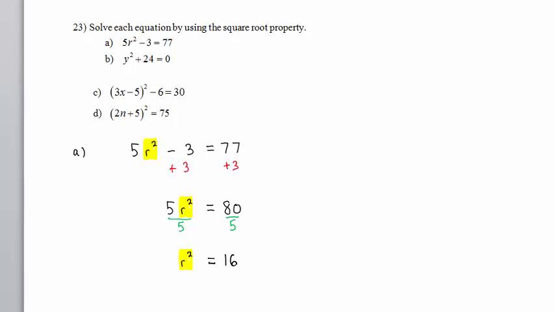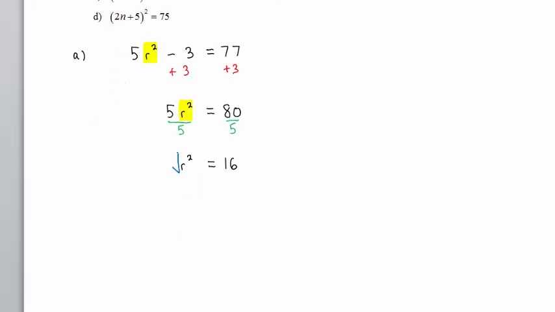The squared quantity is isolated, and we now apply the square root to both sides. When we do so, we must incorporate a plus or minus. We have r equals plus or minus 4. In other words, there are two solutions, r equals negative 4 and r equals positive 4.